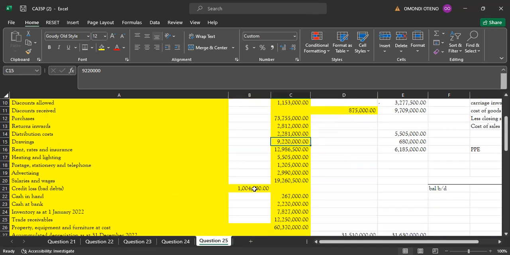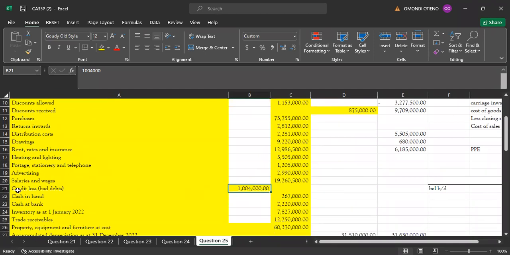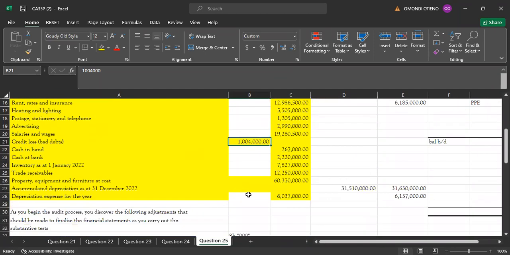Credit loss, that is bad debts. And then expected credit loss. So expected basically means we have expected credit loss and we have the credit loss itself, which you are being told is bad debt. So how are we going to treat this one here? Let's start with the credit loss, that is bad debts. How are we going to treat it?